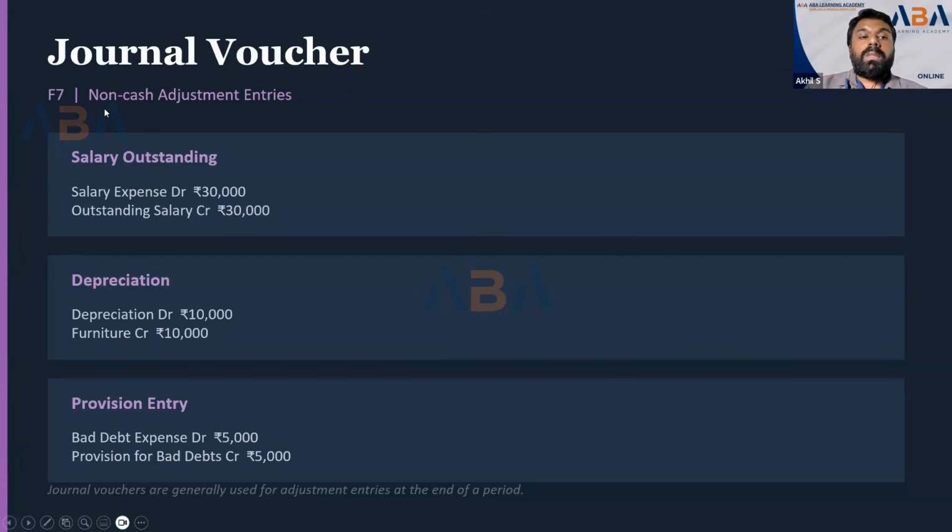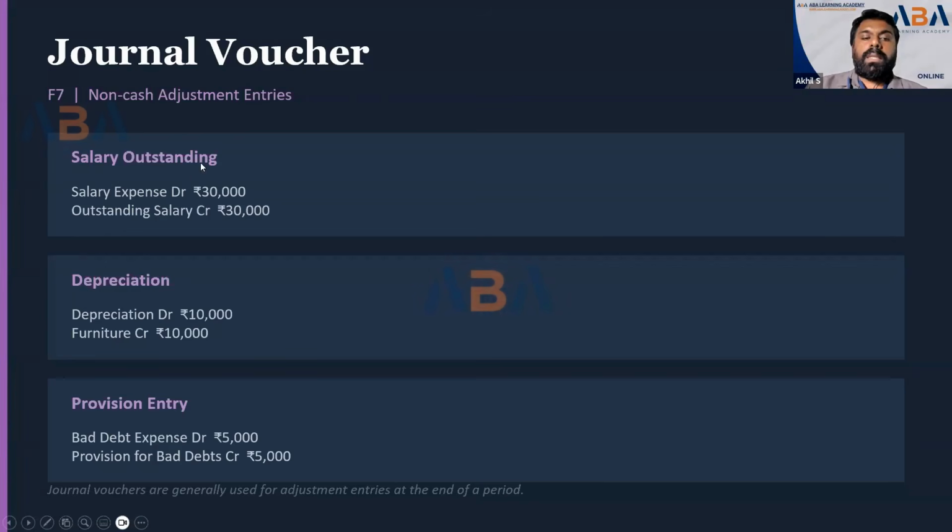That is also known as adjustment entries. For example, salary outstanding, depreciation, and provision entries. These are a few examples of journal voucher. And one more thing, we use journal voucher if you cannot find a voucher type to post a transaction. If the transaction does not come under payment, receipt, sales, purchase, debit note, credit note, or contra, then it will come under journal voucher. Once again, it is one of the most important voucher types in Tally. The shortcut key is F7 and it is used to post non-cash adjustment entries.